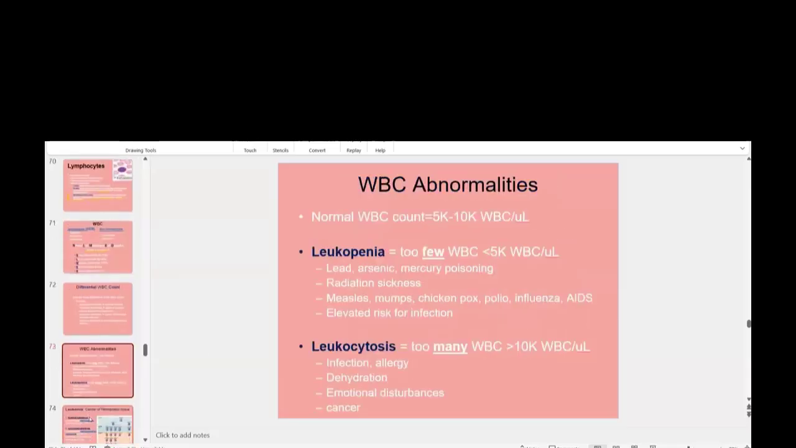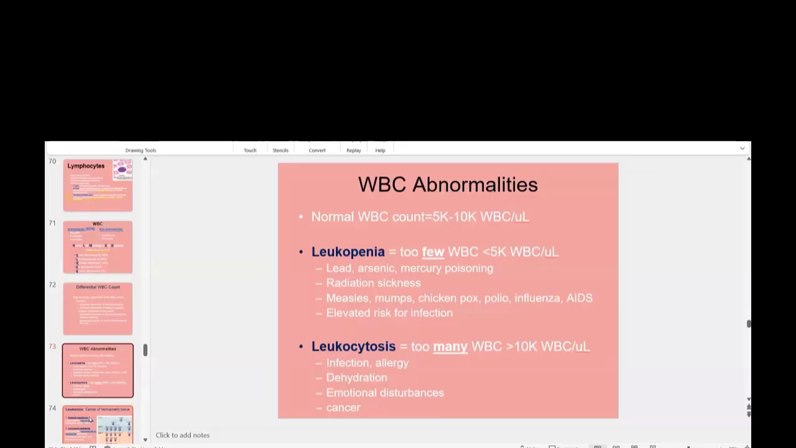Abnormalities. Leukopenia, that is too few WBC, and why it could happen: because of lead, arsenic or mercury poisoning, radiation sickness, measles, mumps, chickenpox, and elevated risk for infection. So that is when this level will go down. Or sometimes some people just naturally have a lower number of WBC, but they are more prone to infection.